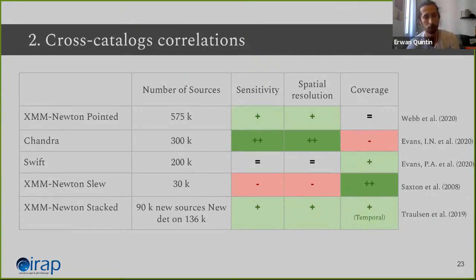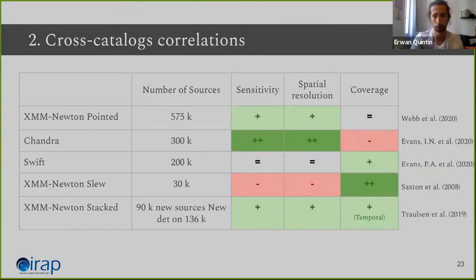More interestingly, we also used 2 additional XMM-Newton catalogs. The first one is the slew catalog. What it means is that between 2 pointings, XMM-Newton leaves its camera open, and it covers a large patch of the sky, but with very low sensitivity. So if a very bright event takes place, we'll most likely catch it. This has a huge coverage, nearly all sky, but a very low sensitivity, roughly similar to ROSAT.